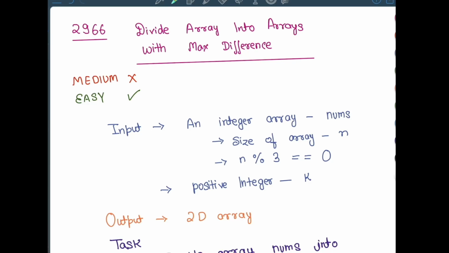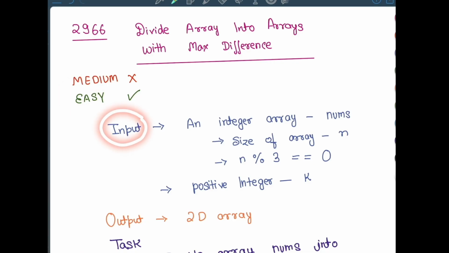In this video, we are going to solve the Leetcode problem of the day, and the problem is divide array into arrays with max difference. Now the problem category is of medium level, but I would say this is actually a very easy question to solve, and after watching this video, after understanding the problem and the solution approach and the thought process behind the solution, this problem is going to be very easy for you.